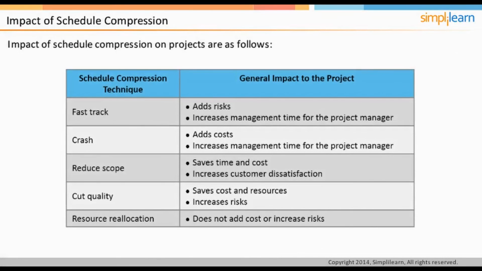Different schedule compression techniques have different impact on the project. The impact of fast track leads to risk additions and increase in management time for the project manager. Crash leads to cost addition and increase in management time for the project manager. Reduced scope, on the other hand, saves cost and resources but increases customer dissatisfaction. Likewise, cut quality saves cost and resources, but increases risk. Resource reallocation does not add cost or increase risk. In the next screen, let us look into the other techniques used in scheduling.